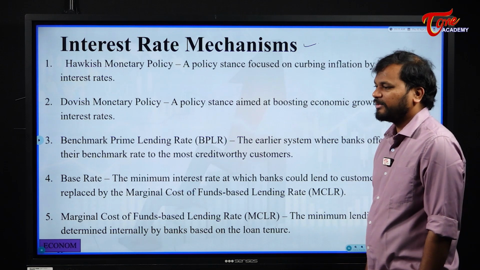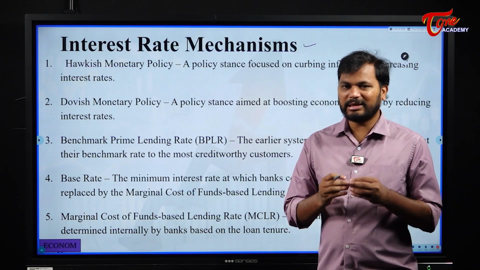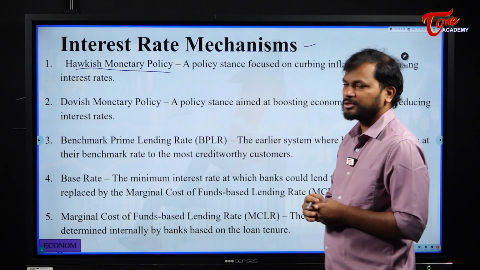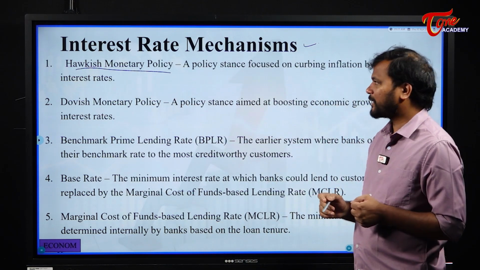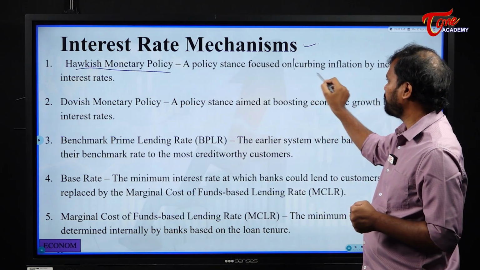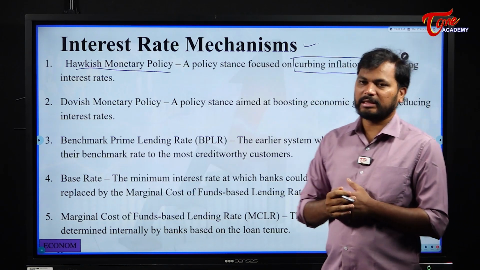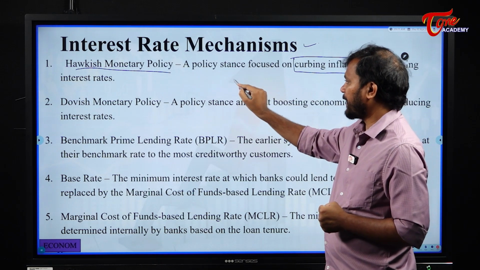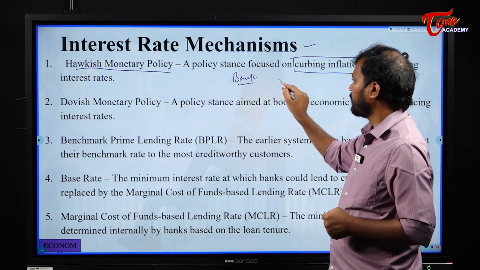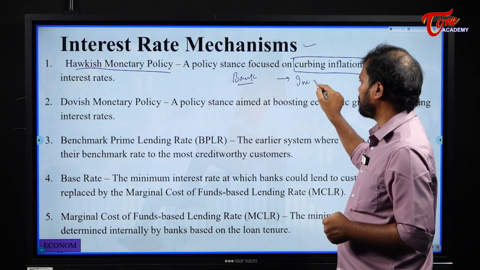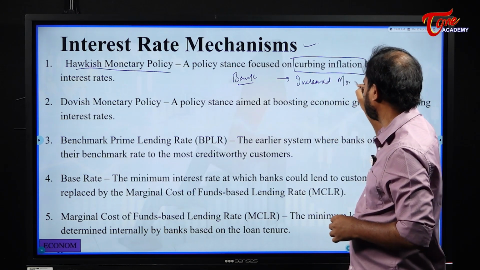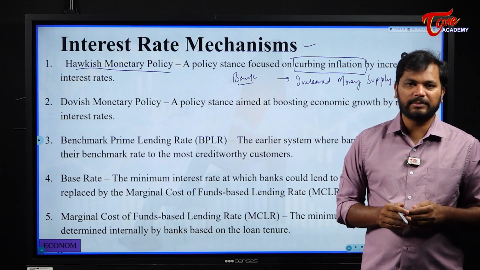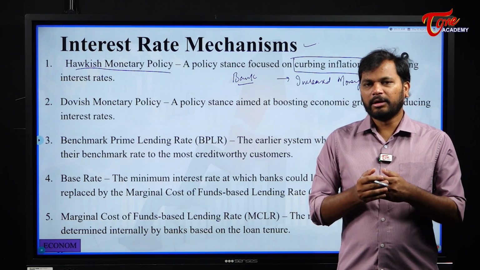See, within the interest rate mechanism, you have certain methods called the hawkish monetary policy. Hawkish monetary policy is nothing but to curb inflation by increasing the interest rates. For example, there is a bank, and there is increased money supply in the market. Now the bank wants to decrease the money supply in the market. Now what does it do?